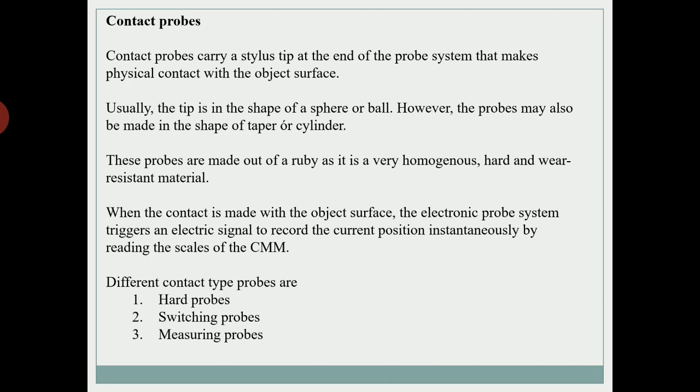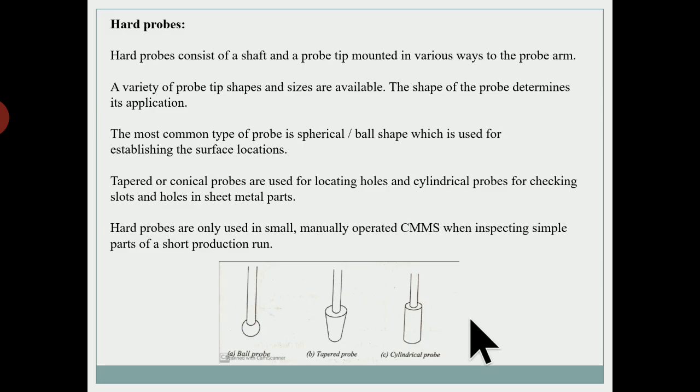There are different contact type probes. They are hard probes, switching probes, and measuring probes. First one, hard probes. Hard probes consist of a shaft and a probe tip. Different hard probes are shown in the figure. A shaft and a probe tip mounted in various ways to the probe arm.